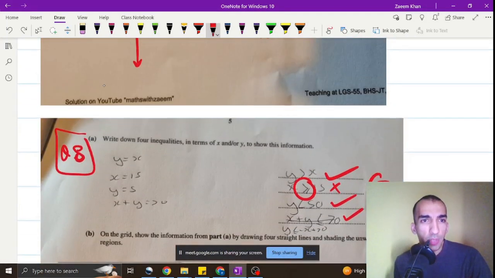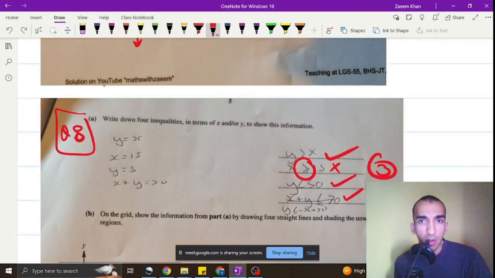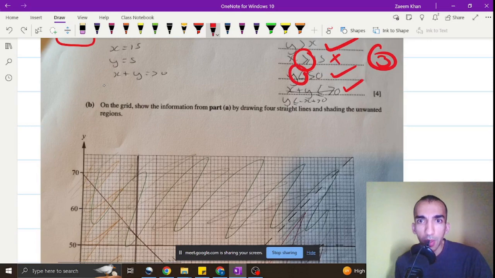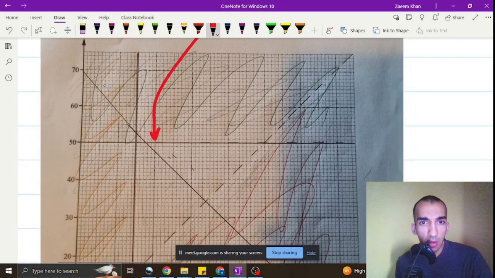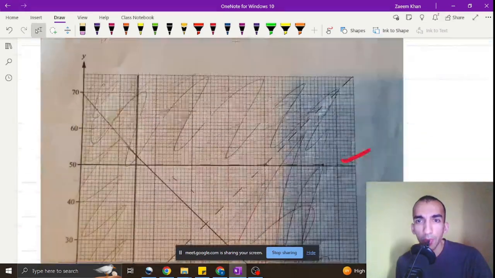The grid shows the information by drawing four straight lines. So y less than 50. Rida, there is no equals to sign here. Why is this solid? Oh, I accidentally drew that, and then I tried drawing dots against it because I accidentally drew it in pen without realizing. Okay, I see that. You get a mark for this.